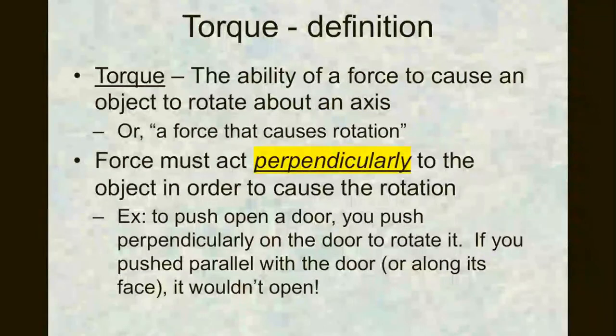All right, so the definition of torque: essentially the ability of a force to cause an object to rotate about an axis. In simpler terms, it's a force that causes rotation. Here's the key part. The force must act perpendicularly to the object in order to cause rotation. So if you think about it, when you're pushing on a door, you push perpendicular on the door to open it, and you're rotating it. That force is perpendicular to the door.